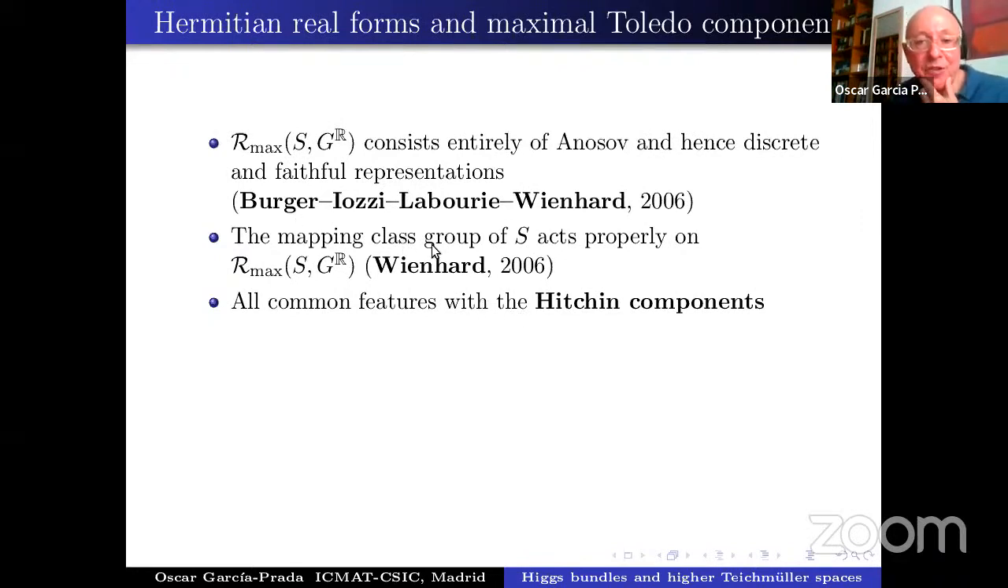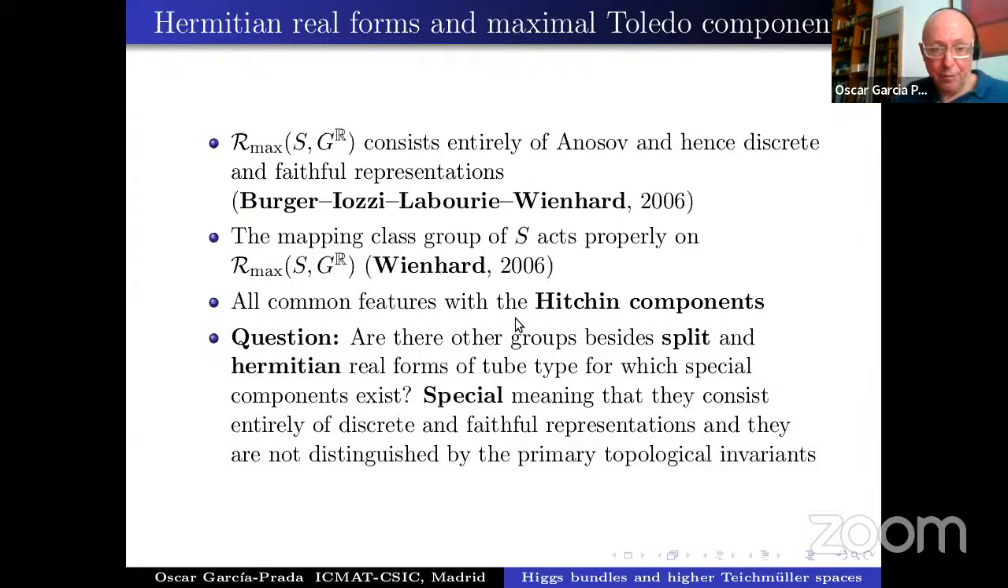And something I didn't mention before for the case of the Hitchin component, but it's also true for the Hitchin component, which is a fact that the Teichmüller space, the usual classical Teichmüller space, enjoys, is the fact that the mapping class group of S acts properly on these components. This was proved by Anna Wienhard. So these are all common features of the Hitchin components.